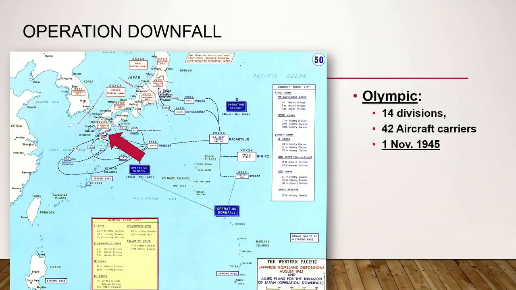Now, in the background of all this, we are already planning for the invasion of Japan. And so you see this map here, the plan for the first invasion. This whole thing is called Operation Downfall. The first part was Operation Olympic. And you can see this would have been the largest invasion in world history, would have dwarfed anything we had done up to that point. 14 divisions, 42 aircraft carriers. This is set in stone. It's going to go on 1 November. It's already set. It's not going to change unless something changes it.